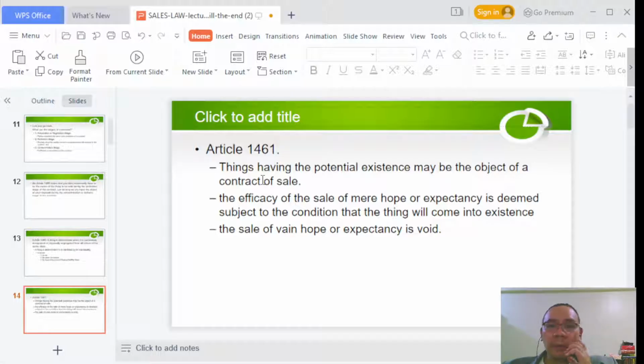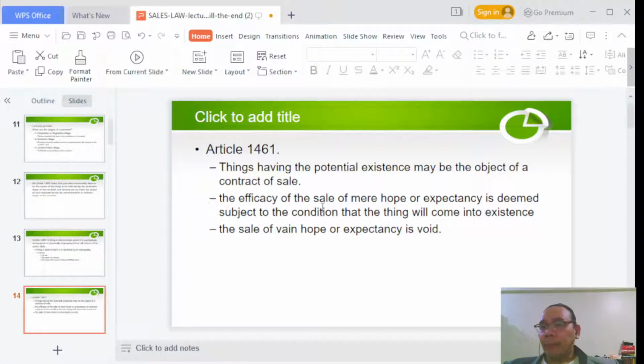So, yung pinakamagandang halimbawa dyan is, halimbawa, yung mami ko, nasa negosyo siya ng farming ng palay. Pwede siya magbenta ng palay kahit na hindi pa ito nakaka-harvest. Okay? Kasi potential pa lang yung existence eh. So, pwede na siya mag-enter ng contract of sale sa kanyang mga buyers kahit wala pa yung harvest season. Okay? So, ibig sabihin yung mga palay, nandun pa sa rice field.